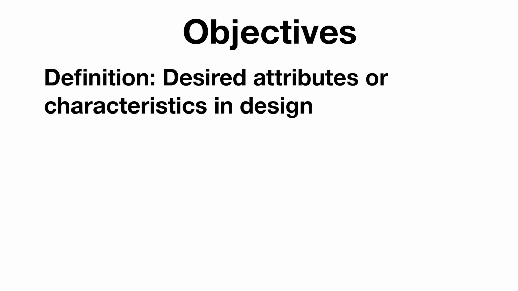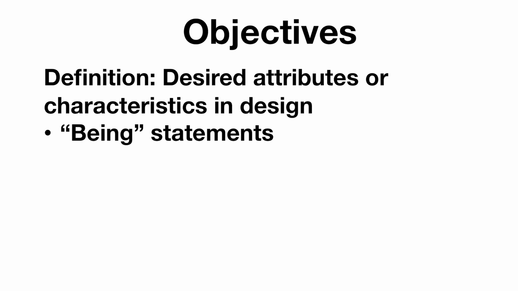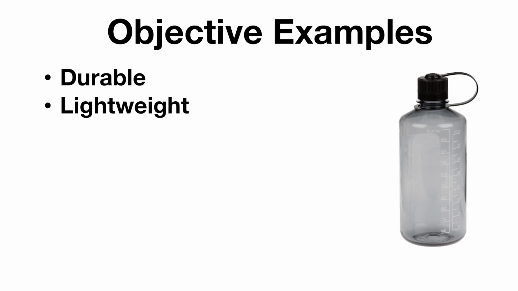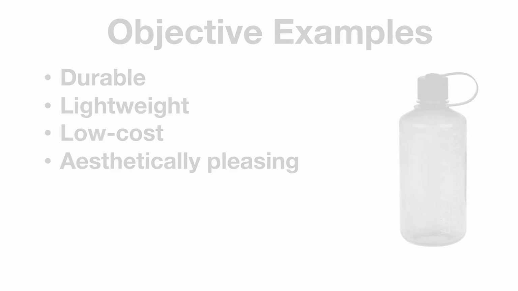Objectives are defined as desired attributes that a client or a potential user would like to see in a design. They're expressed as statements or adjectives. They're often physical features of a desired solution. The client, the users, and the design context review inform the objectives for your project. Some examples of objectives for your water bottle might be that it's durable, lightweight, cheap, or could be described as aesthetically pleasing or attractive.